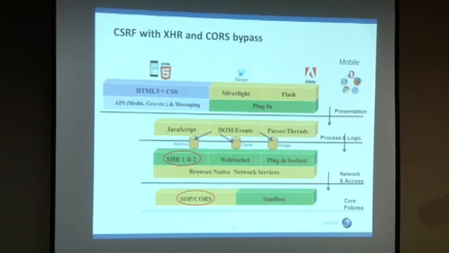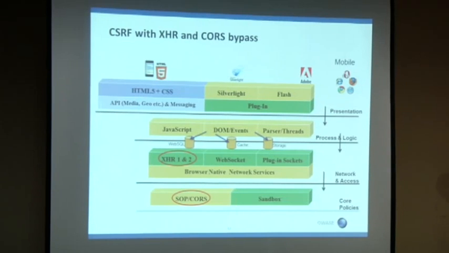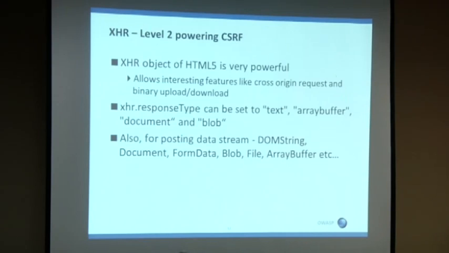Now, with XHR level 2, all these things become very easy. We'll see why. So now what we have is XHR level 2, and we are attacking CORS or SOP. The XHR level 2 call is very powerful. The XHR object is very powerful. XHR is no longer text only. You can pretty much send text, array buffer, document, blob, binary, and so on. So the first thing is, using XHR, you can now send any data across the sockets. That's number one.